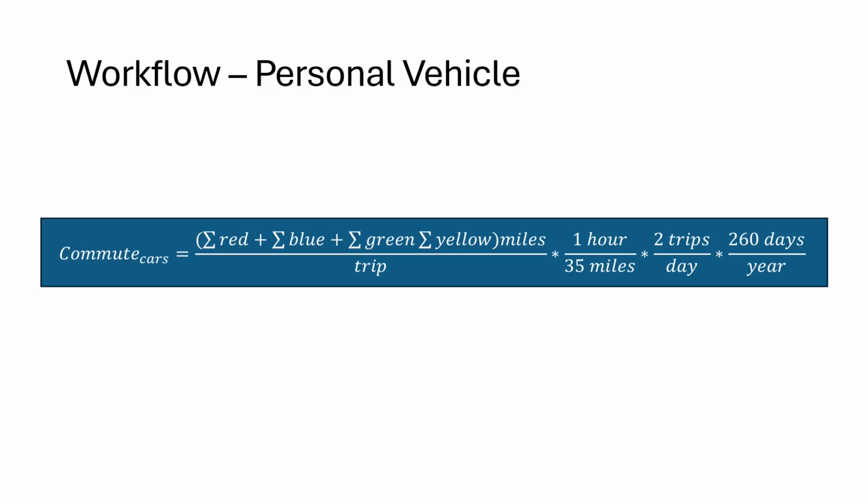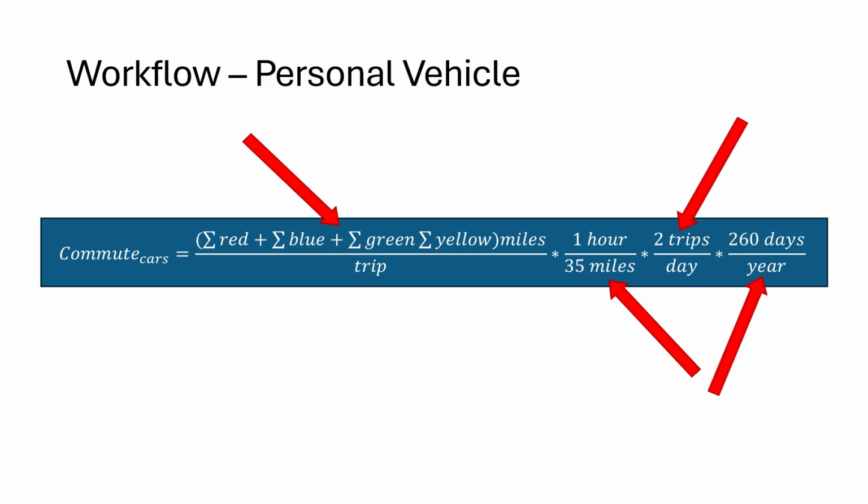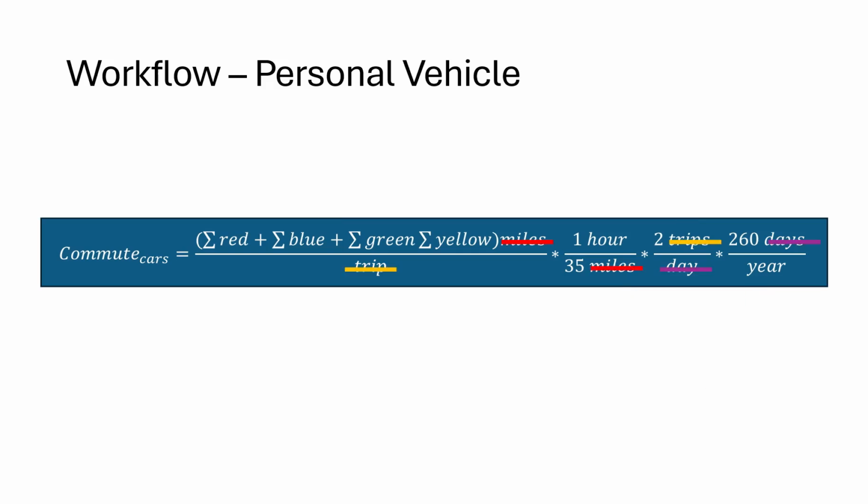To calculate the total annual commute time for the employees driving personal vehicles, we first find the total sum of distance traveled by all workers in one trip, measured in miles. Then, to find the amount of time each trip takes, we divide the total distance by 35 miles per hour, represented mathematically as multiplying the distance by 1 hour per 35 miles. Then, we multiply that value by 2 trips per day and 260 days per year to get our total annual commute time for all employees driving personal vehicles measured in hours per year.